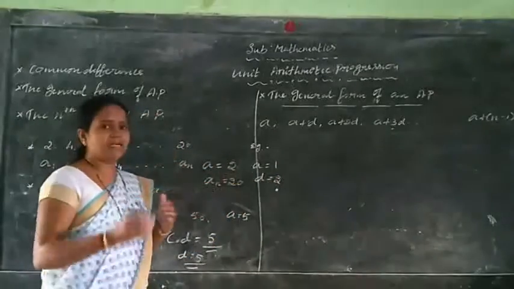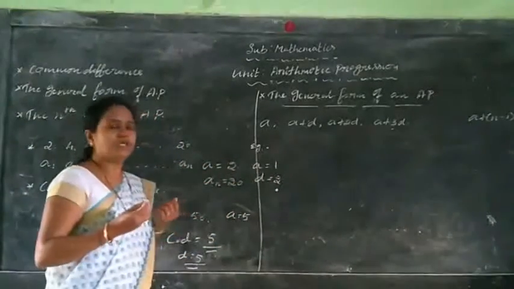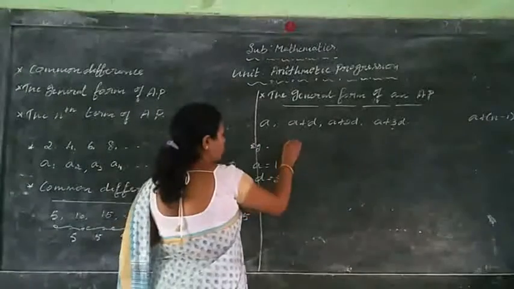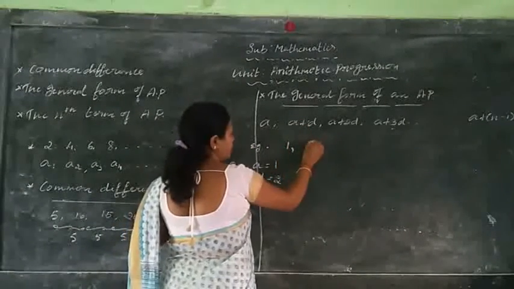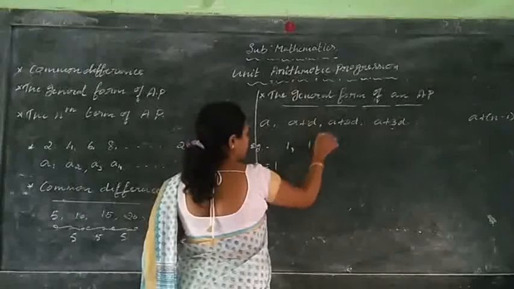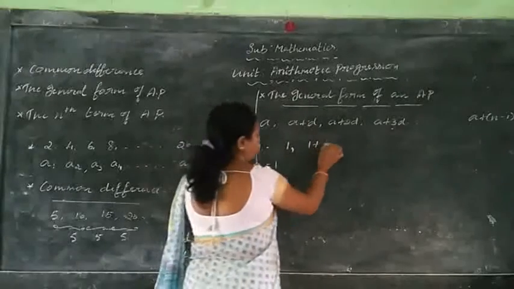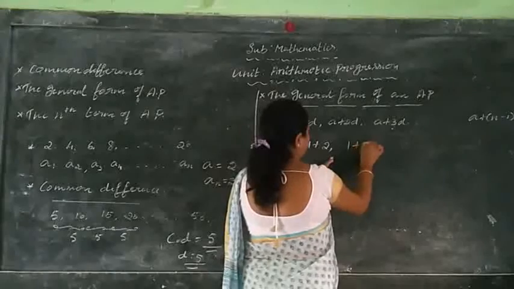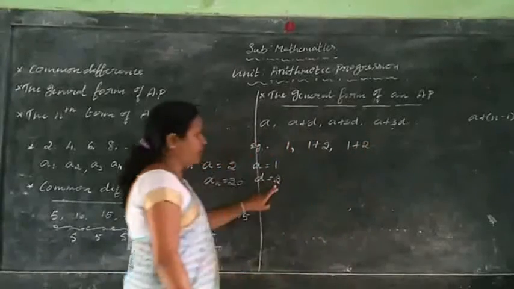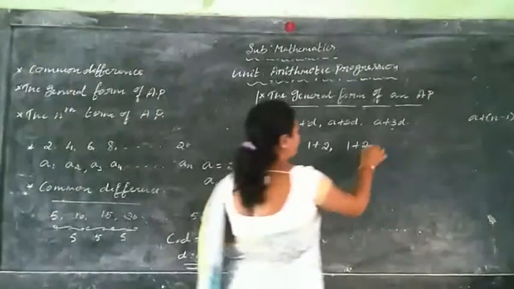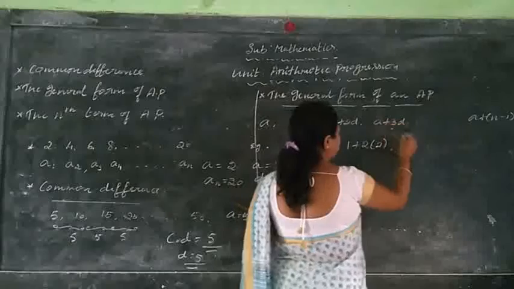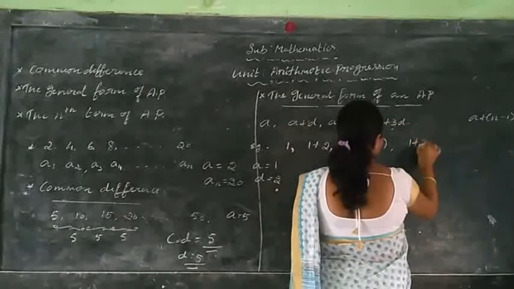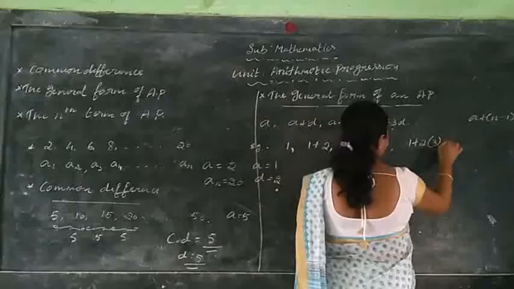Now they ask: write out the general form, the next 4 terms of an AP. So A is what, children? 1. Here also the A value is 1, plus d is 2. Third one, 1 plus 2 into the value of d, children, 2. Third one, sorry, fourth one, 1 plus 2 into 3.